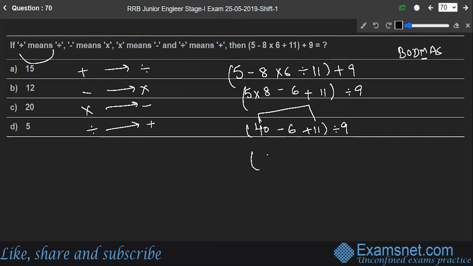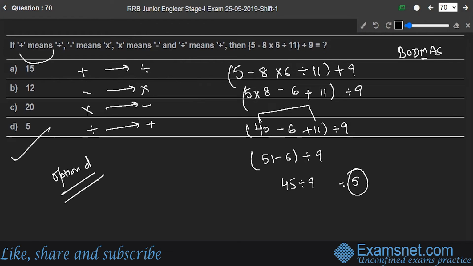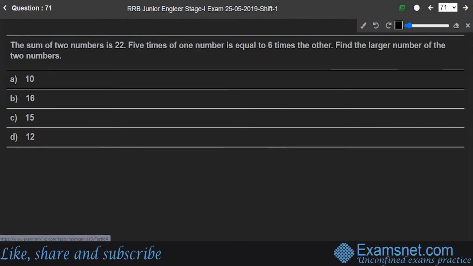Let's add both of them. You have 51 minus 6 divided by 9. 45 divided by 9 will give me 5. This is the answer, D option. Hope you understood. Right. Next is question number 71. The sum of two numbers is 22. 5 times one number is equal to 6 times the other. You have to find the larger number of the two numbers.